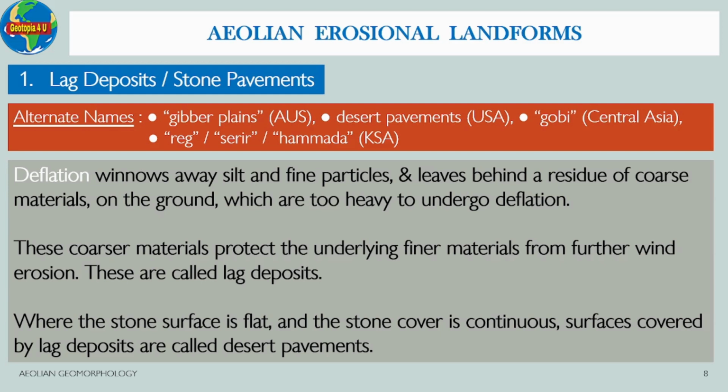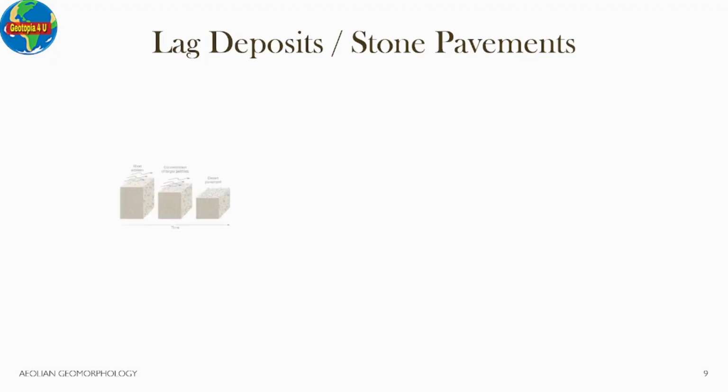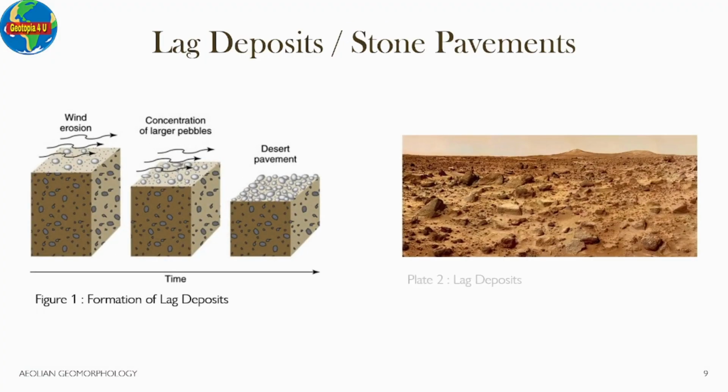Where the stone surface is flat and the stone cover is continuous, surfaces covered by lag deposits are called desert pavements. In this slide, you can notice the formation of lag deposits.